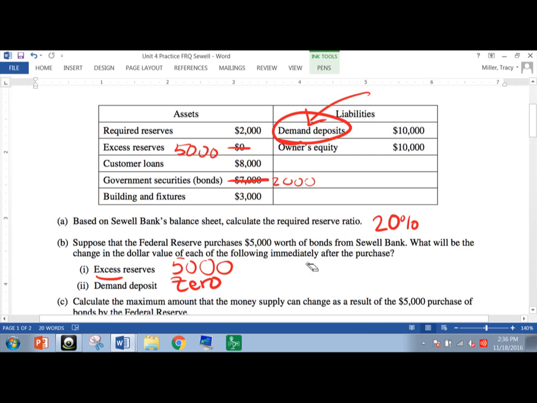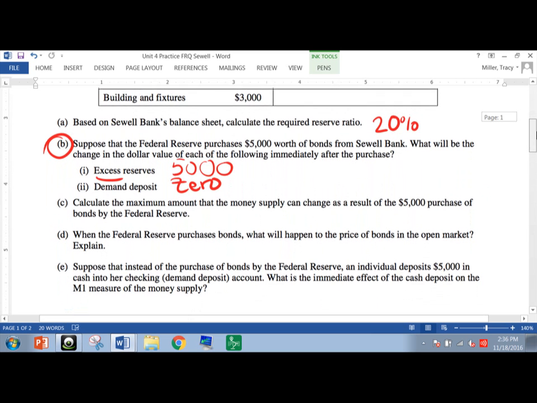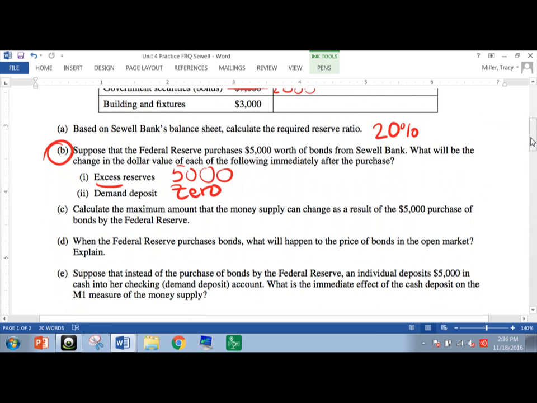So again, I'm just going to erase this stuff so it's a little cleaner for us. That's a part in class that a lot of kids struggled with. So you might want to rewind and listen to that one more time. Part C. Calculate the maximum amount of the money supply that can change as a result of the $5,000 purchase of bonds by the Federal Reserve. Remember that when the Fed buys bonds from banks, 100% of the money is now in the excess. Therefore, all $5,000 can be loaned out.